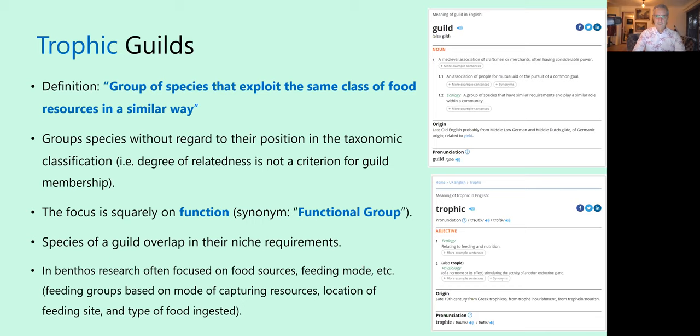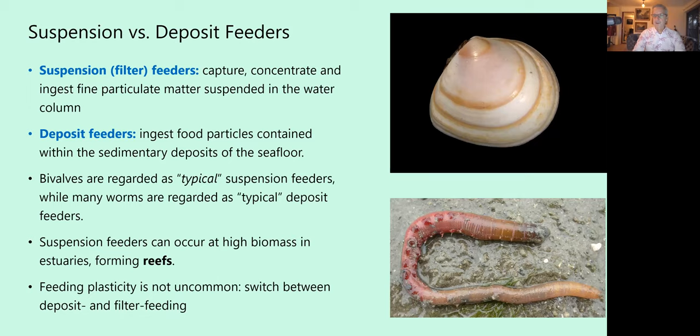So here we have some classic examples. This is a clam, and a clam sits at the bottom, and it has gills. It draws in water and filters out fine particles. So we say it's a suspension feeder. But this ugly beast here is a bloodworm, and it's quite the opposite. It doesn't filter much, but it digs through the sediment and eats mud, basically. It digests whatever is nutritious in the mud, and then turfs it out the other side.